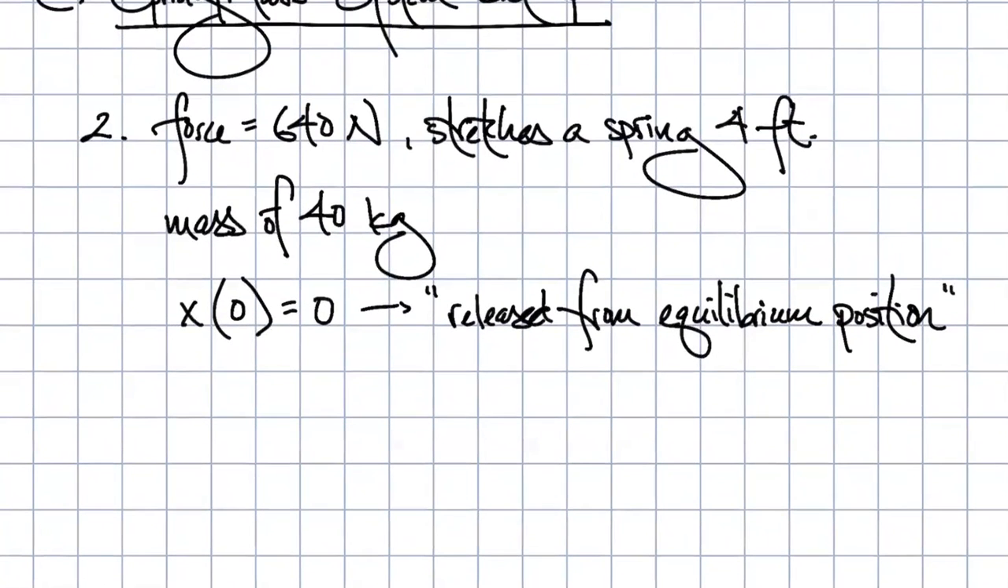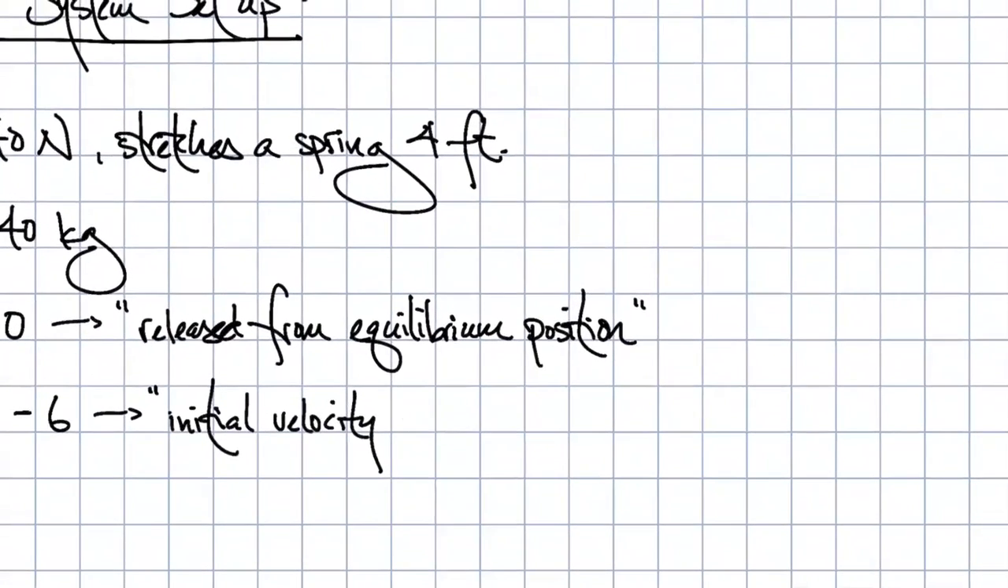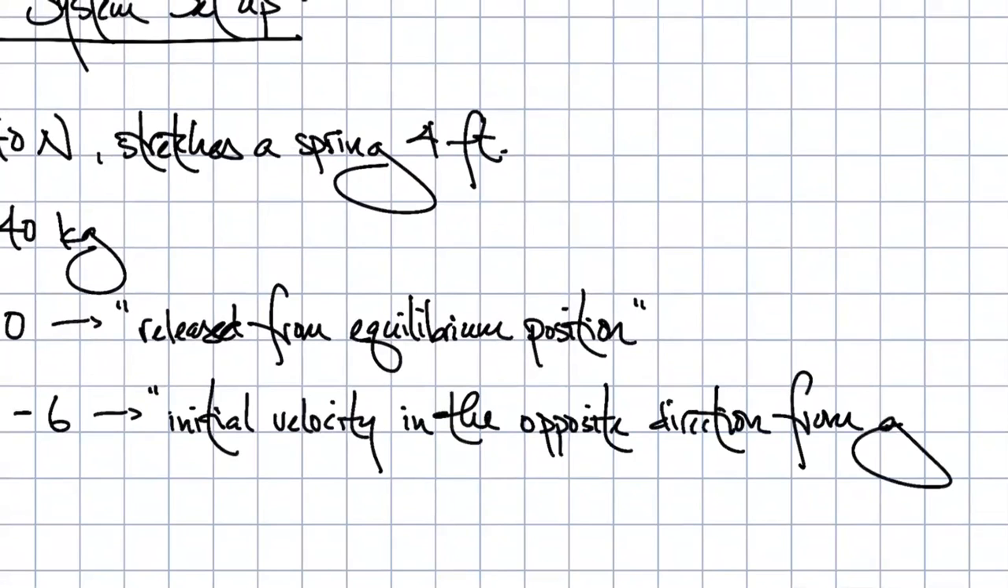Right. And then it has an upward velocity of 6 meters per second. So that also gives us our other initial condition, x prime of 0. So at the beginning of time, when we start measuring the motion of this mass on the spring, it has an upward velocity, 6 meters per second. However, we've defined the direction of downwards, the same direction as gravity, to be positive. So upward, even though that's weird for us, would be negative. Okay, so initial velocity in the opposite direction from gravity.